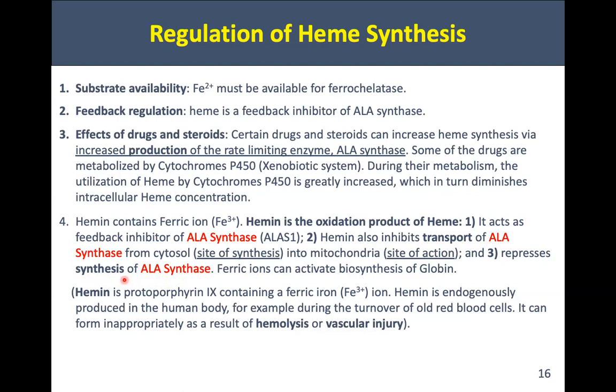So sometimes what they'll do is give you an MCQ and ask you, how does hemin inhibit ALA synthase? And you should choose one of these options. Either that it's a feedback inhibitor, that it decreases the transport, or it decreases the synthesis, so it interferes with the DNA process. And the last thing that they want you to know, like I talked about before, is that hemin is the oxidized form of heme. Sometimes you can see that in cases of vascular injury or hemolysis. Because it's the oxidized form of heme, it contains the oxidized form of iron, which is Fe3+.